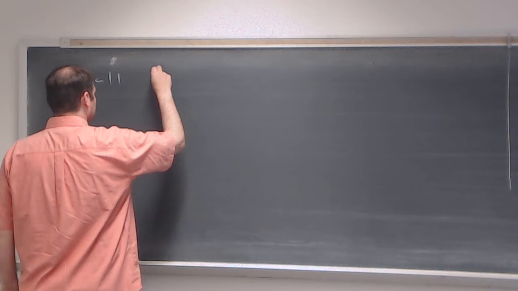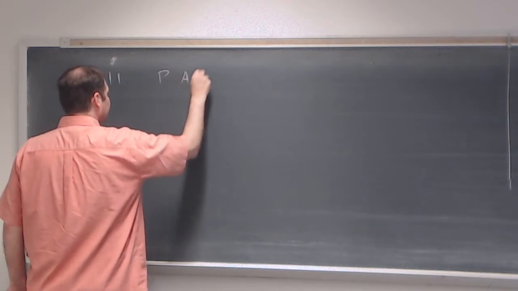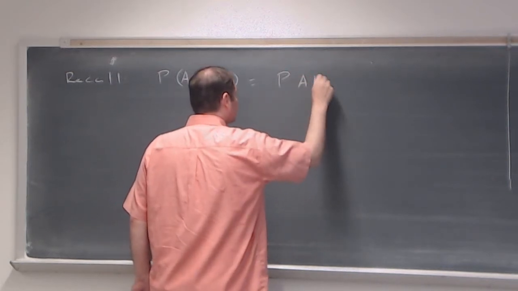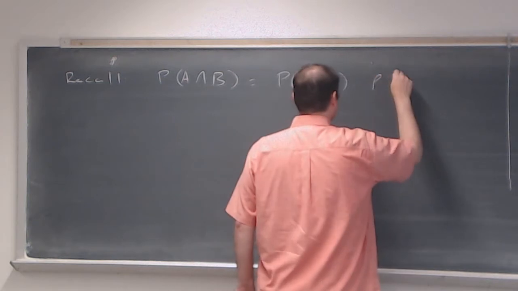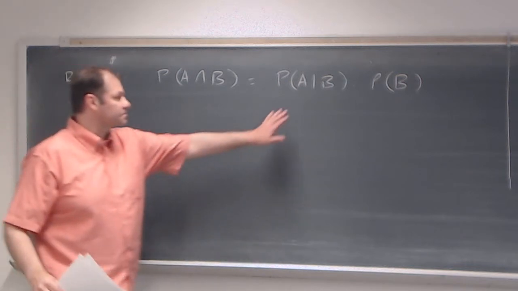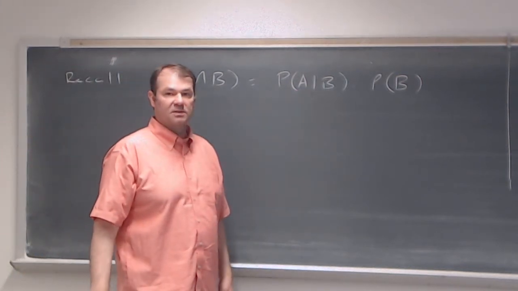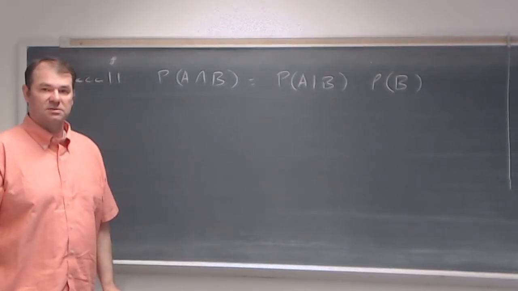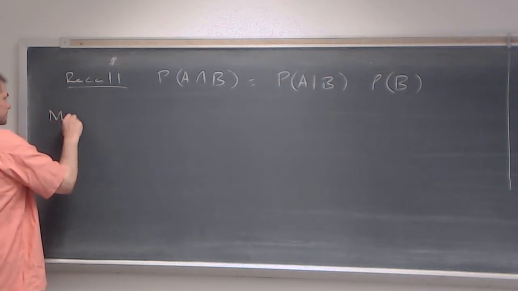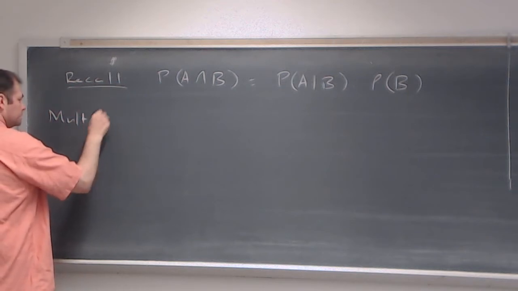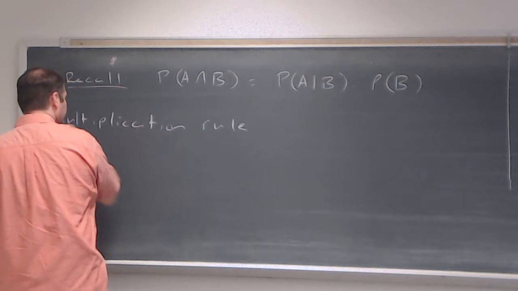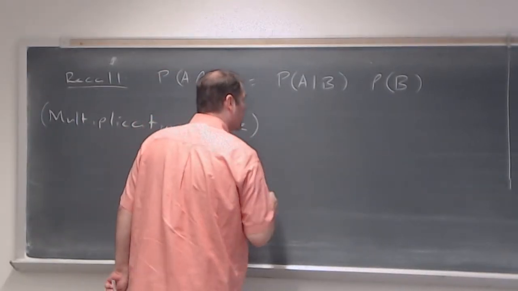The fact that we had was the probability of A intersect B is equal to the probability of A given B times the probability of B. And this stems from the definition of conditional probability, where the probability of B is greater than 0. An extension of this result is called the multiplication rule. Some people call it the multiplication rule. It's an extension of that. And here's what it says.